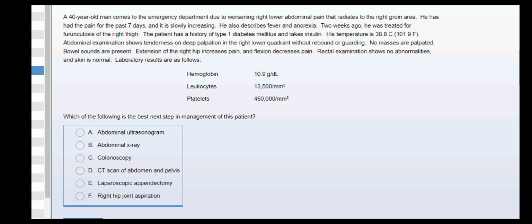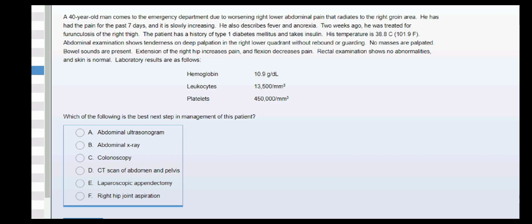Let's continue. We have here a 40-year-old man who comes to the emergency department due to worsening right lower abdominal pain that radiates to the right groin area. He has had the pain for the past 7 days and it is slowly increasing. So we have pain in the lower abdomen going to the groin. In the last 7 days, he also describes fever and anorexia. When you see fever for 7 days, look for an infectious problem. Don't forget it: fever means infectious.